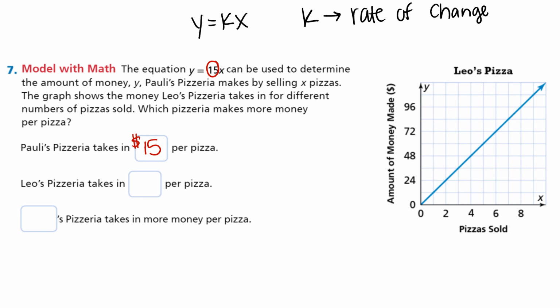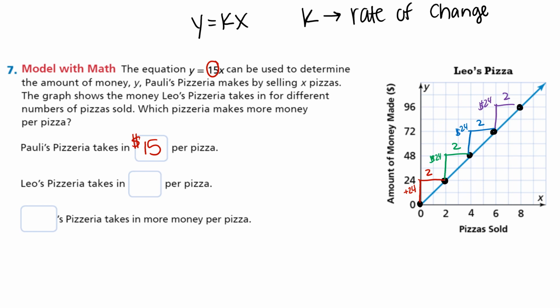For Leo's Pizza, again, we would graph the points we can read clearly, (0, 0), (2, 24), (4, 48), (6, 72), and (8, 96), and find our pattern. 0 to 24 is $24, and that would be for 2 pizzas. Or it would be $48, so again, that's going up $24 for 2 pizzas. 48 to 72 is $24 for 2 more pizzas. And 72 to 96 is $24 for 2 more pizzas.